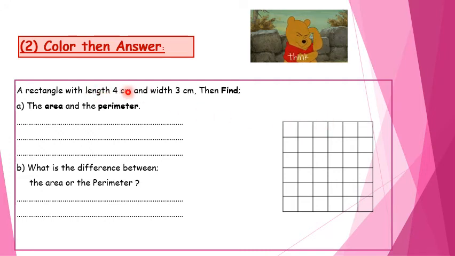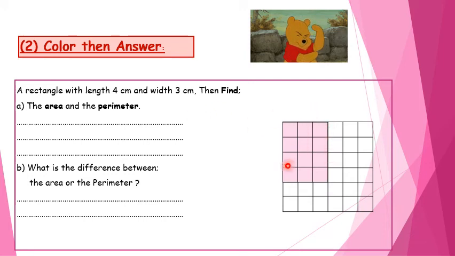So if I have a length of 4 centimeters, I will take 4 centimeters: 1 centimeter, 2 centimeters, 3 centimeters, 4 centimeters. This is the length. On the width here, 1 centimeter, 2 centimeters, 3 centimeters. So this is the length and the width of the rectangle. So I can represent the rectangle by this array.